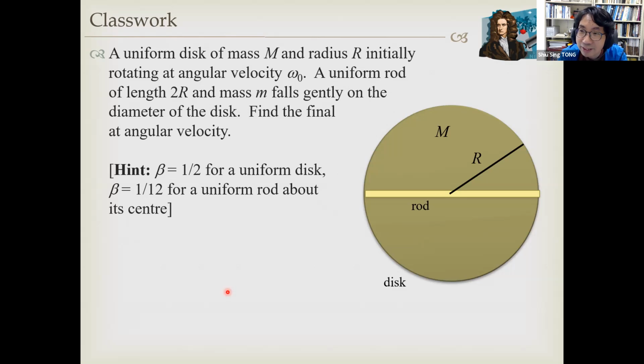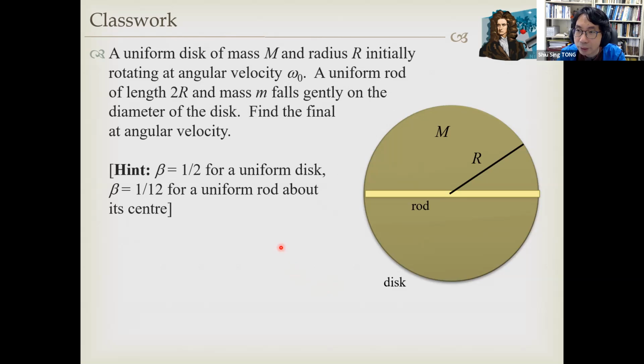Anybody know how to do it? Any response from you? 6/7 omega naught. It's not that simple because you have two masses here. The small mass m of the rod is not the same as the big mass capital M of the disk. So you got two parameters of the mass, not just one mass.